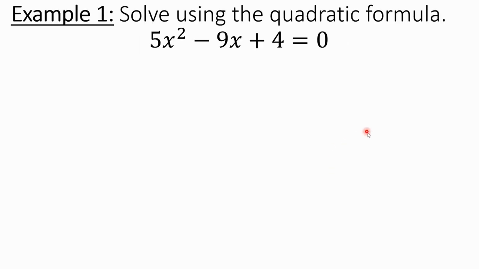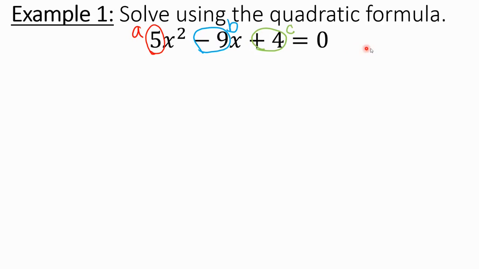So here's example 1. It says solve this using the quadratic formula. Step 1 said make sure it's in standard form. This is already in standard form, so that's done for us. Step 2 said identify what A, B, and C are. So my A is 5, my B is negative 9, my C is positive 4. Step 3 said plug those numbers into the formula.